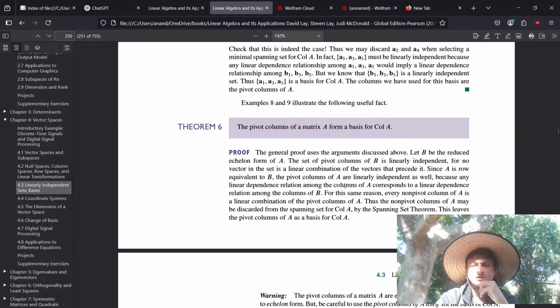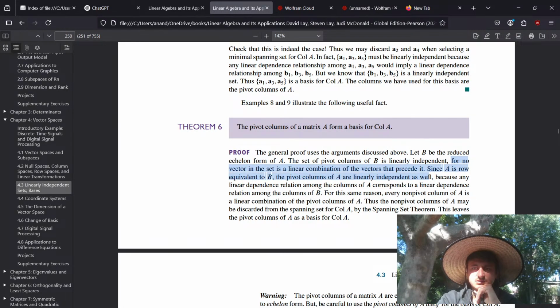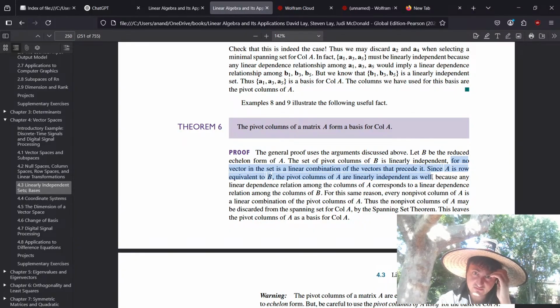Okay, the proof. Let B be a reduced echelon form of A. The set of pivot columns of B is linearly independent, for no vector in the set is a linear combination of the vectors that precede it. Since A is row equivalent to B, the pivot columns of A are linearly independent as well. So that's sort of where I have a gap in my understanding. Since A is row equivalent to B, the pivot columns of A are linearly independent as well.